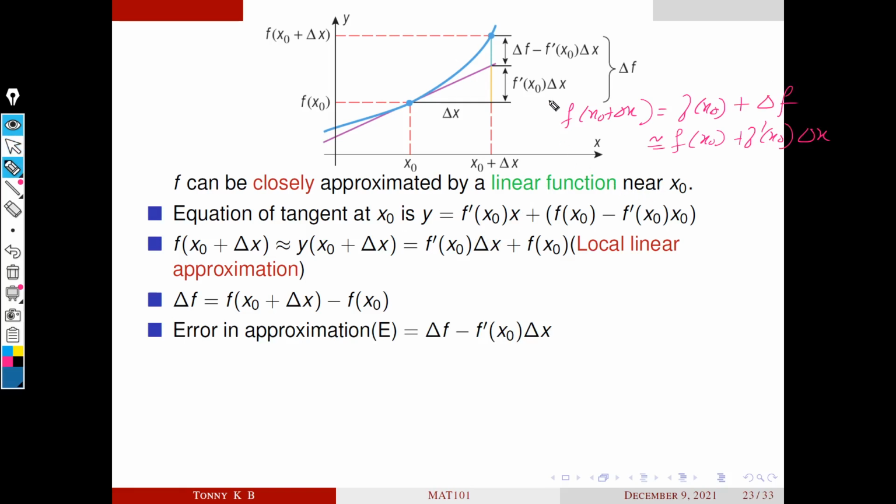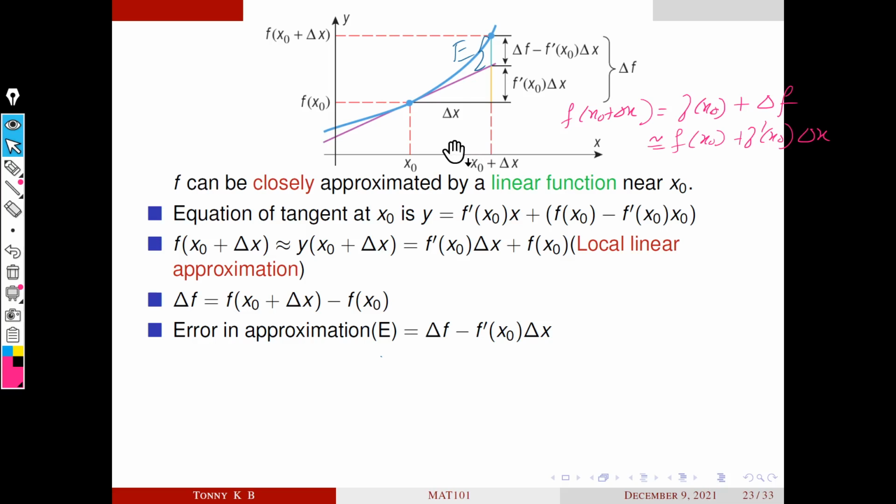So what about the error? We approximate our delta f by this quantity. So the error is this one. Clear? That's why we define our error as delta f minus f dash of x naught into delta x. So this is the error in this linear approximation.